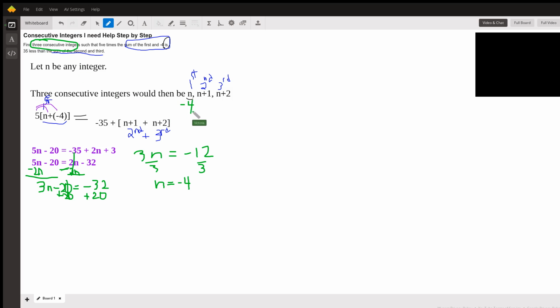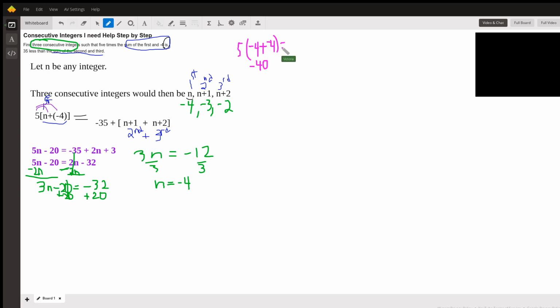So this should be -4, and then you add 1 to it, you should get -3, and then you add another one to this, or 2 to that, and you get -2. So let's check. I need 5 times the sum of the first, which is -4, and -4. Well, that's 5 times -8 is -40.